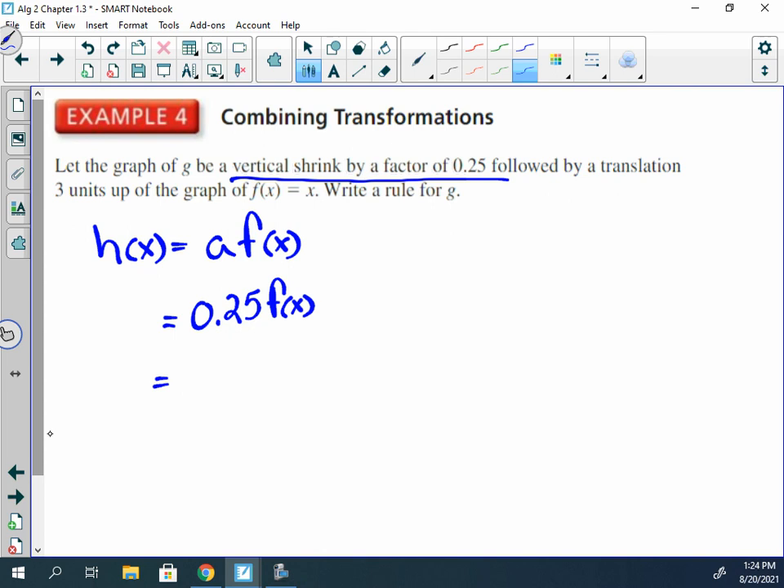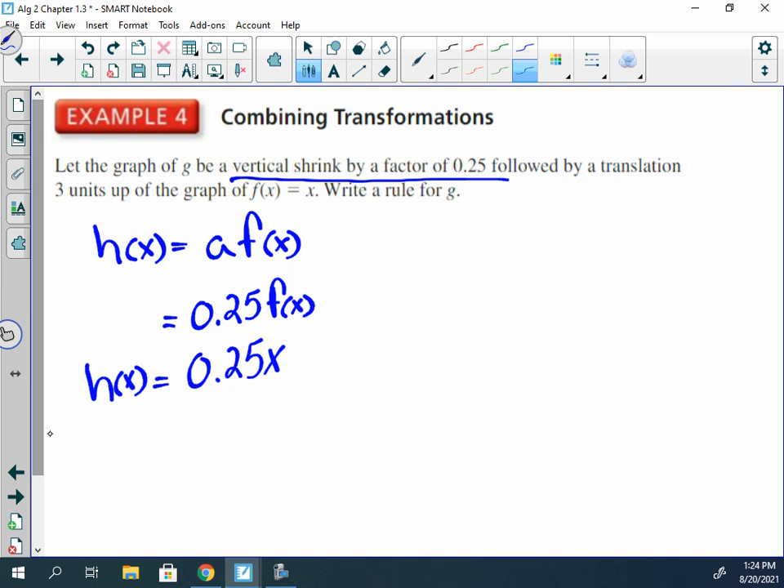Well, what is our function f of x? It is x. f of x equals x. So we have 0.25x. So this is our h of x. Now, I know it didn't say h of x anywhere in the problem, but I just picked one so that we can name it, so when we do our next movement, we have a way to identify it. Any questions on our first transformation?